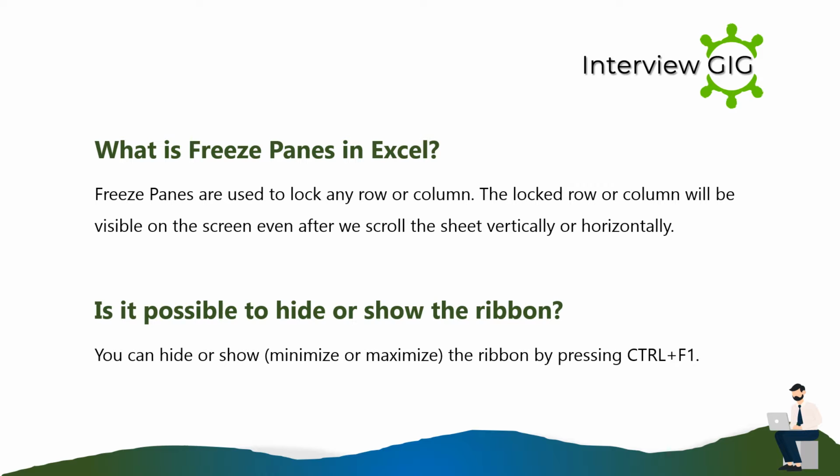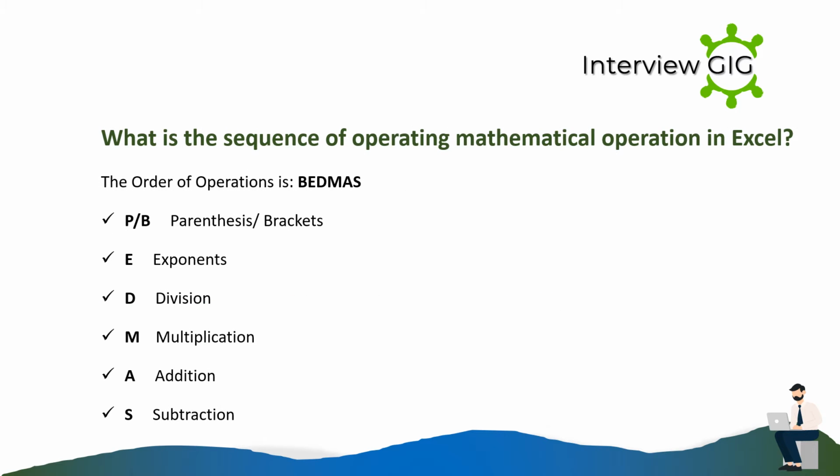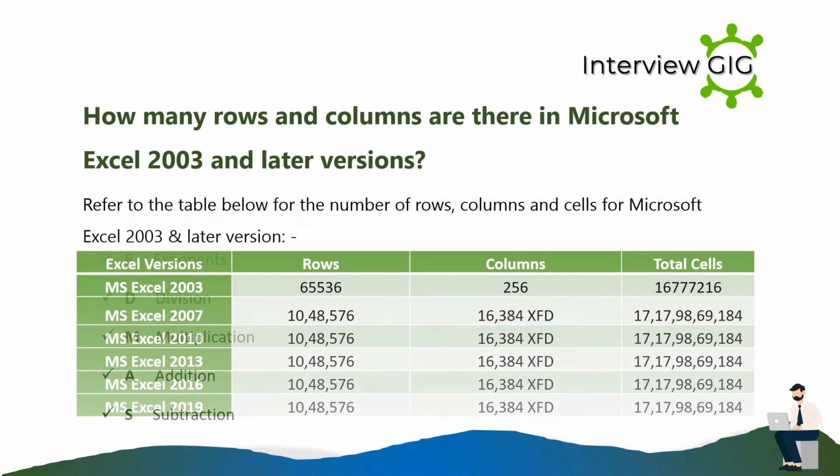Is it possible to hide or show the ribbon? You can hide or show, minimize or maximize the ribbon by pressing Ctrl plus F1. What is the sequence of operating mathematical operation in Excel? The order of operations is BEDMAS: parenthesis/brackets, exponents, division, multiplication, addition, subtraction.